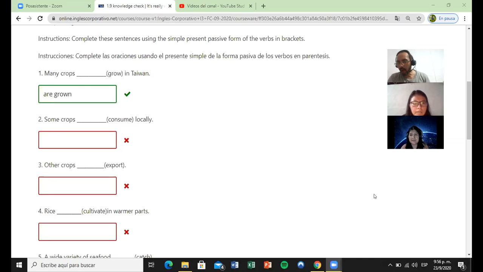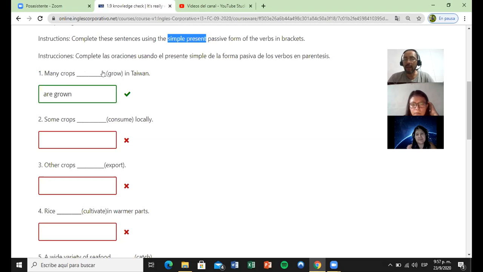Okay, Patricia, you are almost correct. Here, the idea is that first, it's always important to read the instructions. For this exercise, all are in the simple present. So we don't confuse with verb to be in the past or in the future, only in the present. In the present, we have three verbs to be: am, is, are. So first you need to identify the noun. Here we have the noun crops, but it's plural because it has S. Because it has S, we use are. If it's singular, we use is.